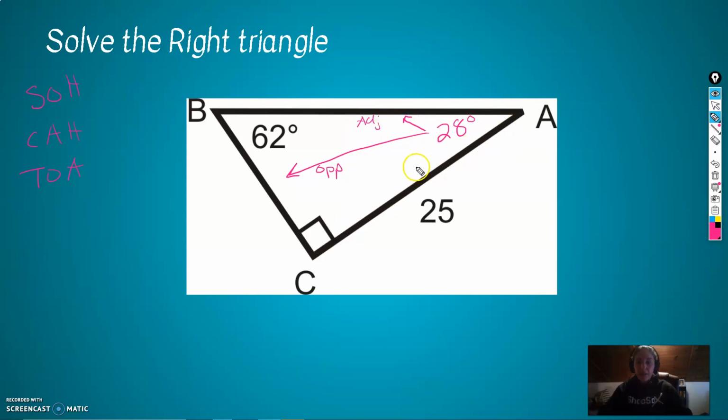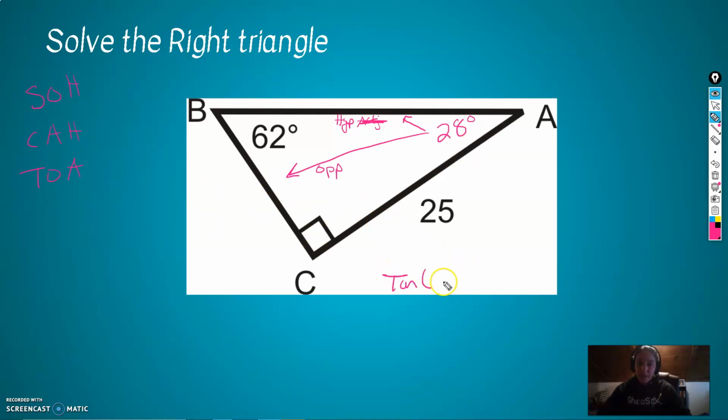I'm sorry, even I got screwed up. That's the hypotenuse. This is the adjacent side here. This is the hypotenuse because it's across from the right angle. So, quick trig. Opposite over adjacent is tangent.